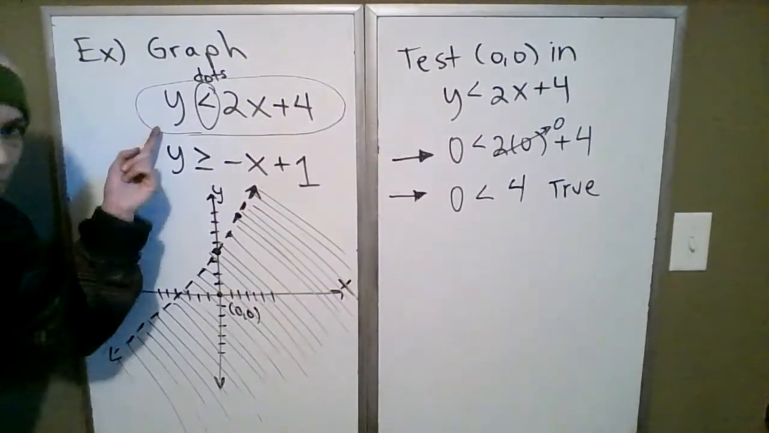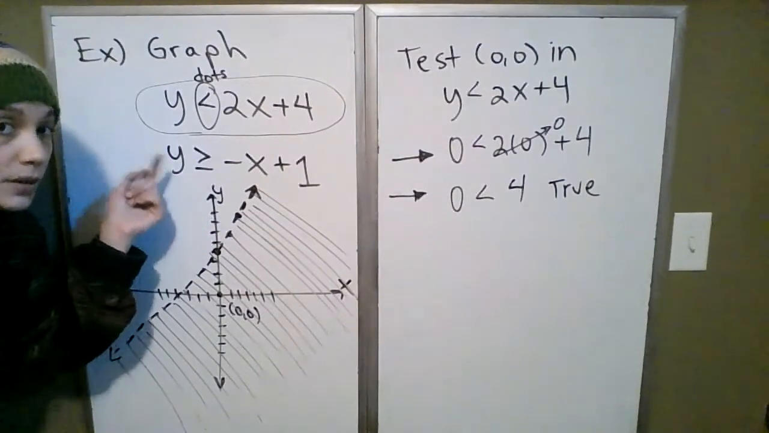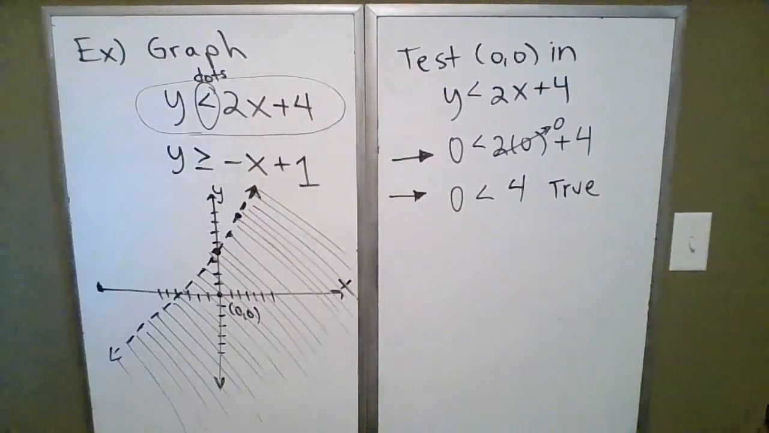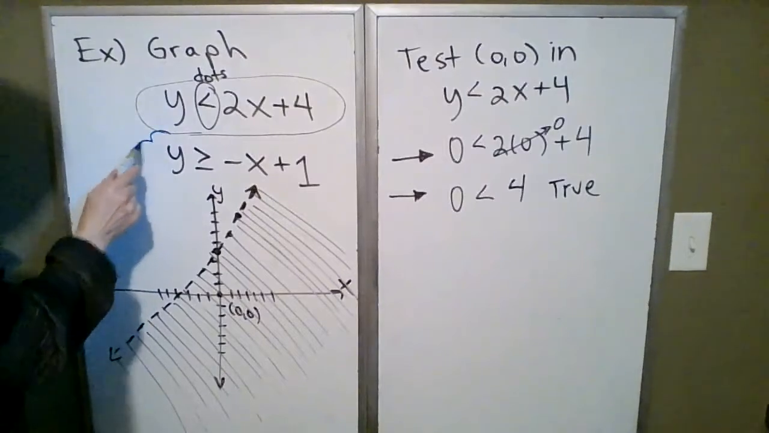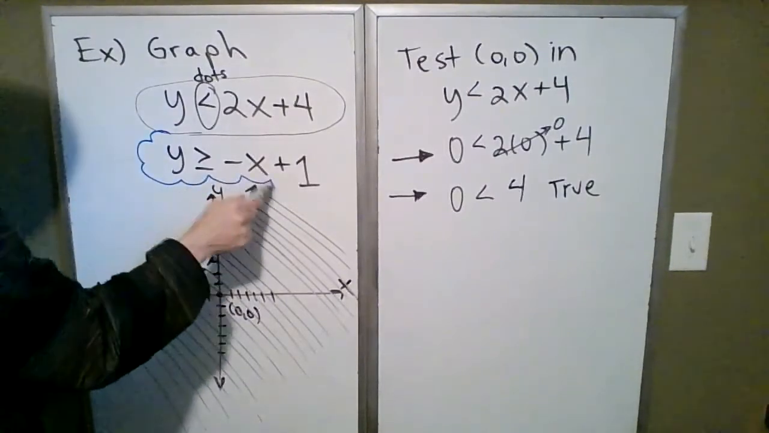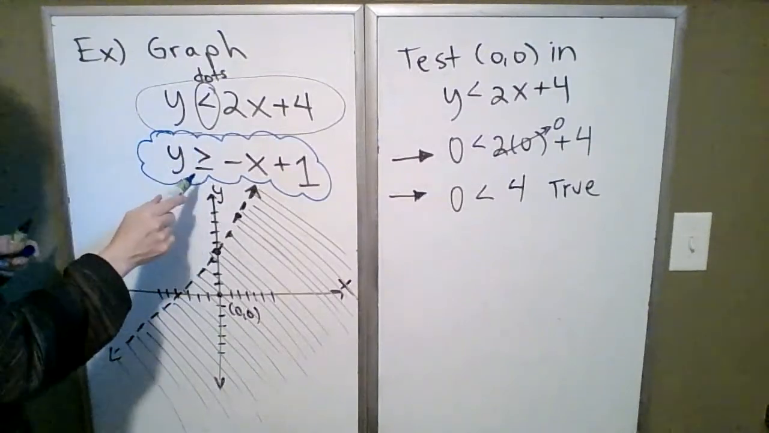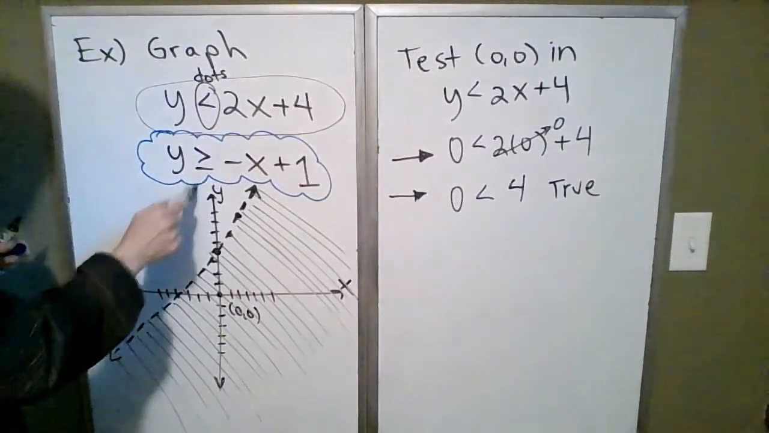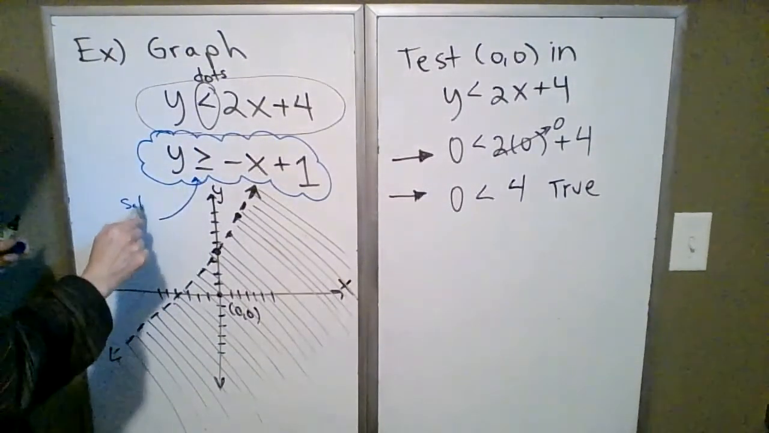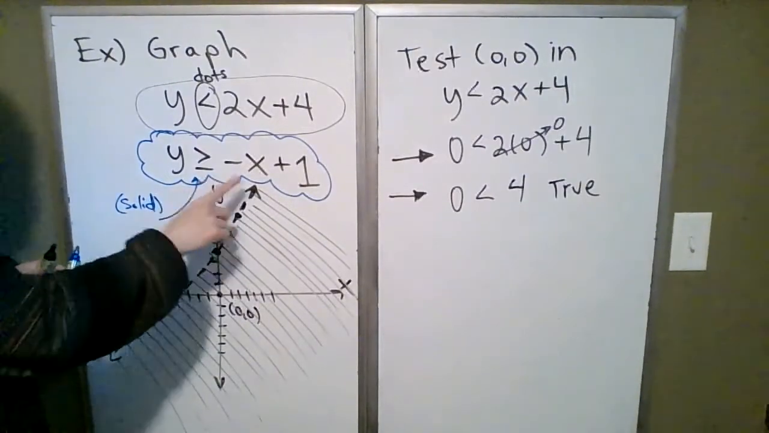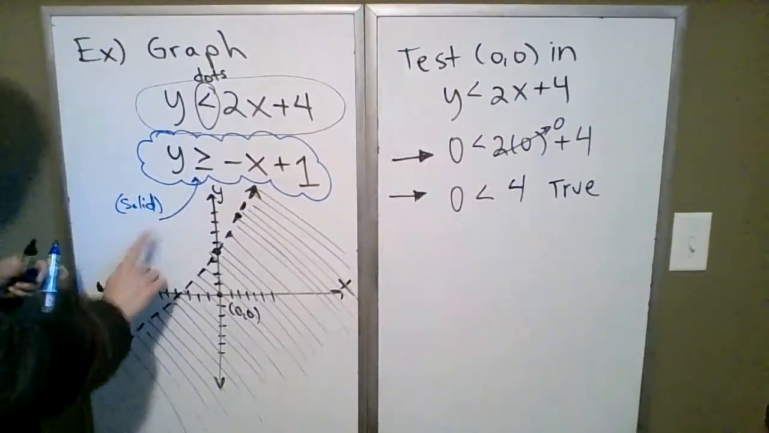And that's only part of the problem. You have to do all the same work for the next part. So we've gotten to y greater than or equal to negative x plus 1. So I want a solid line for this. And I'm going to put y equal to negative x plus 1 and then draw that line.